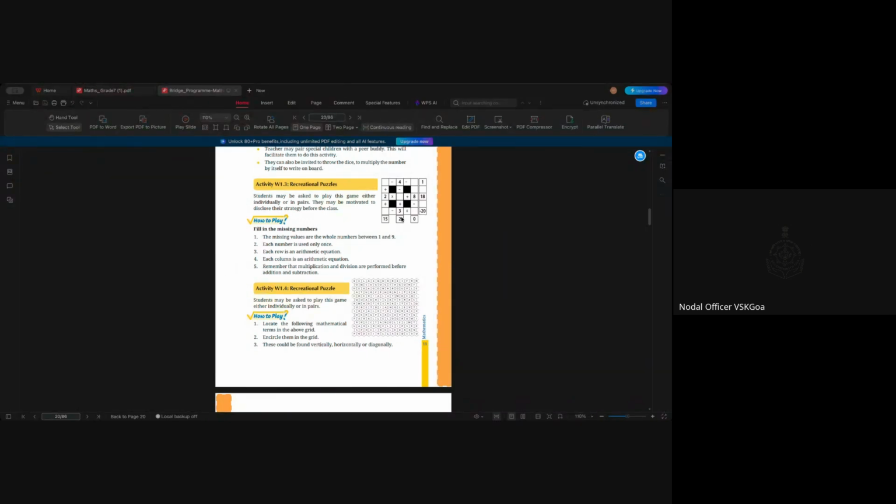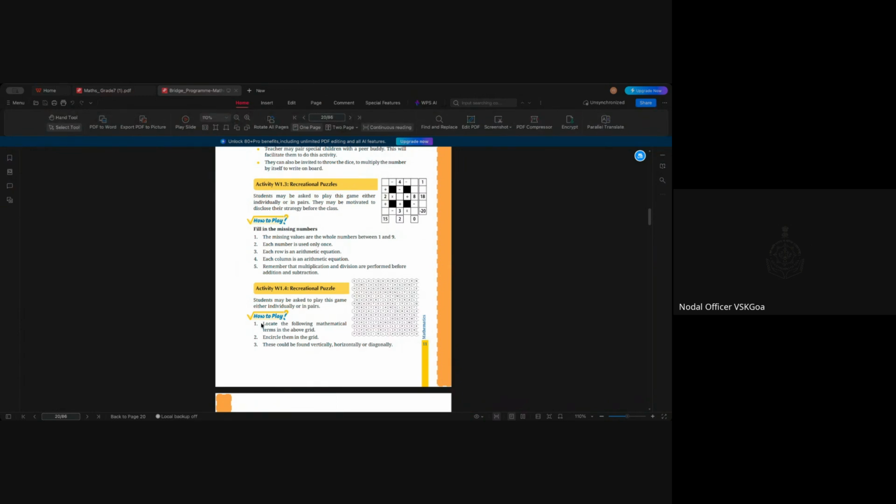So again, it is up to us how we take this in the class and how we make our students perform. Either you can do it as an individual activity, or you can give them as a group activity. Okay, now let us go for this recreational puzzle.